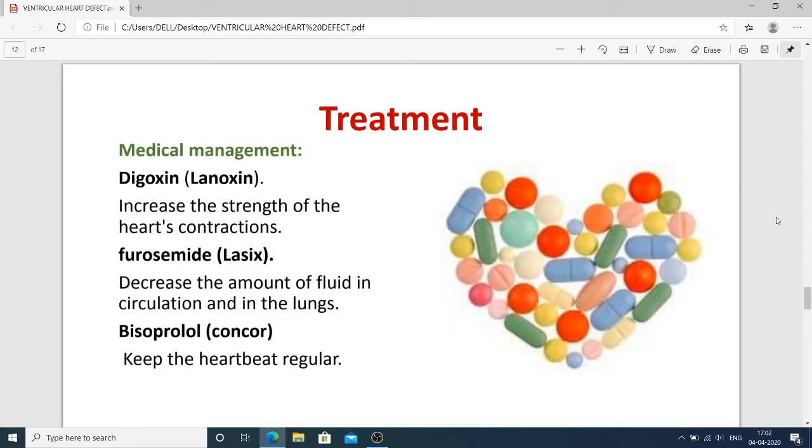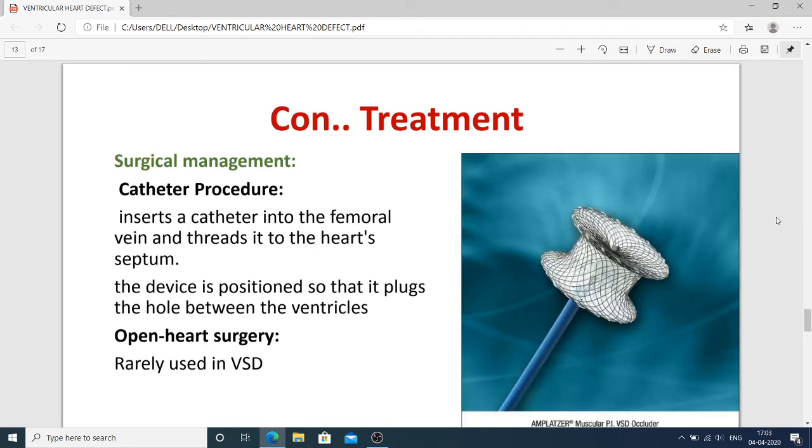Then treatment. First of all, we would like to talk about the medical management with digoxin, furosemide, bisoprolol. Okay, digoxin increases the strength of the heart's contraction. Furosemide is a diuretic and decreases the amount of fluid in circulation and in the lungs. Then bisoprolol keeps the heartbeat regular.